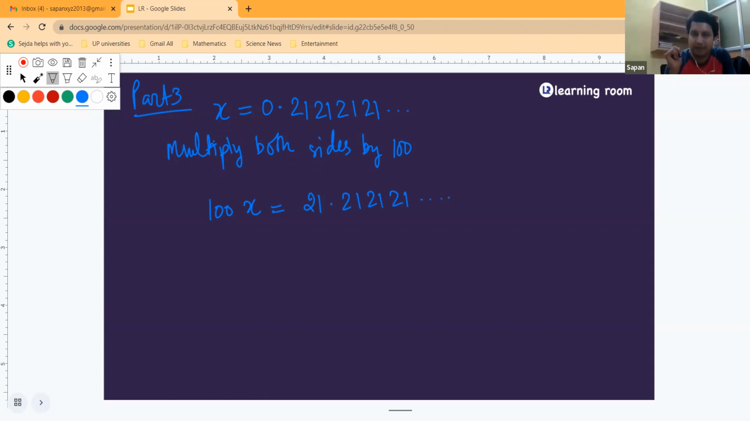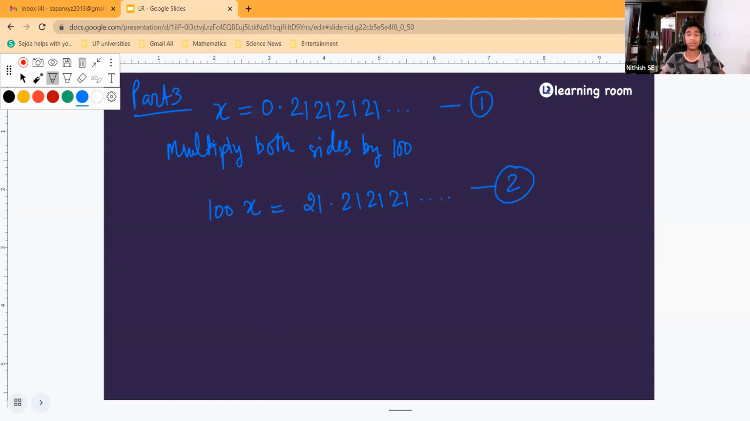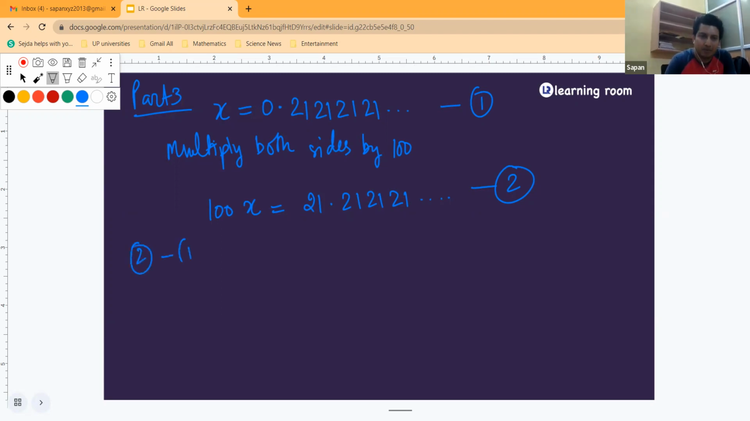21.212121, right? Yes, sir, that's what I was saying. I'm not multiplying by infinity. I'm multiplying by 100 on both sides. Okay. Now what I do, I subtract the first equation from the second. So what it becomes? It becomes 99x equals 21.